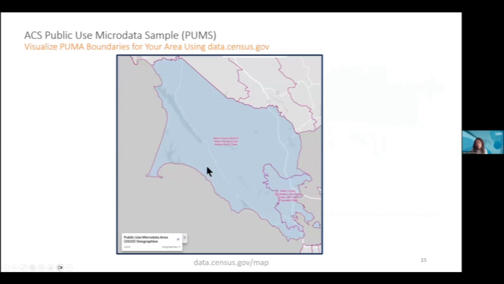So I use data.census.gov here to visualize geographies. This is a screenshot that shows the PUMAs that make up Marin County, California. As you can see, there are 2 that make up the county, so you can combine data from both to approximate estimates for the county.